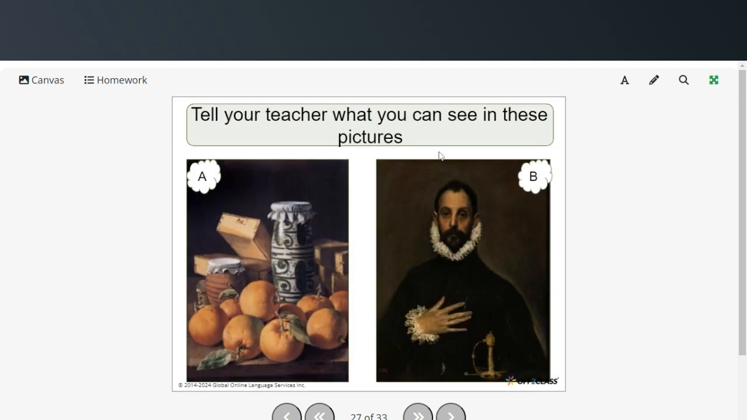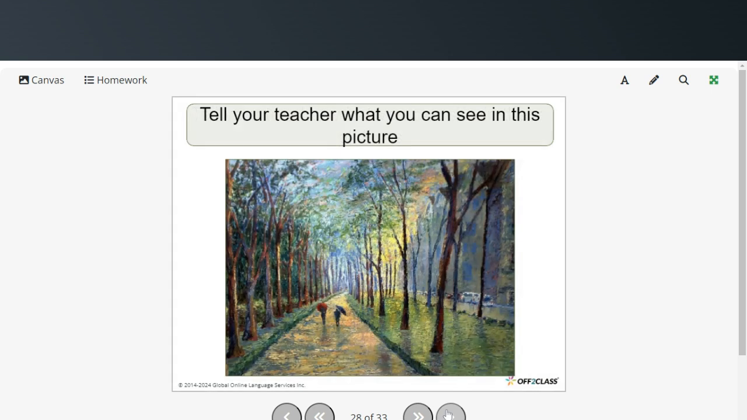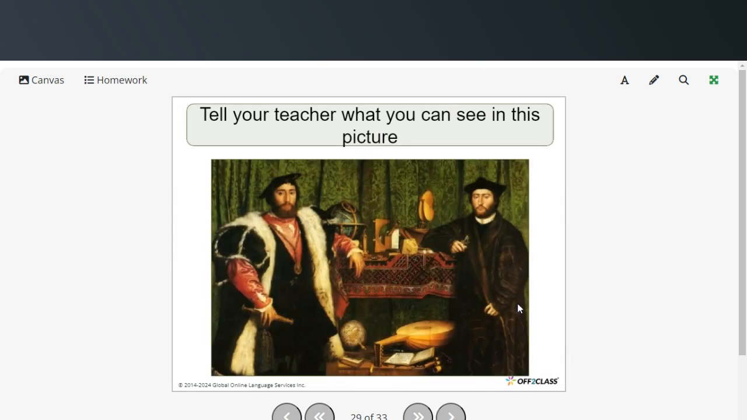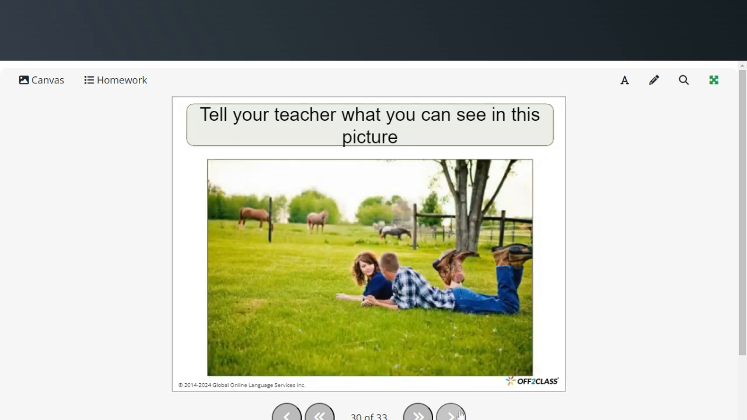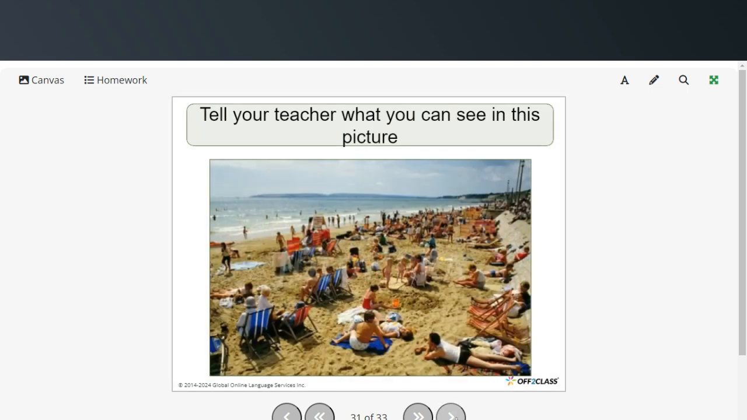So now practice describing what you see in these pictures. And this picture. And this one. And this one. And this one.